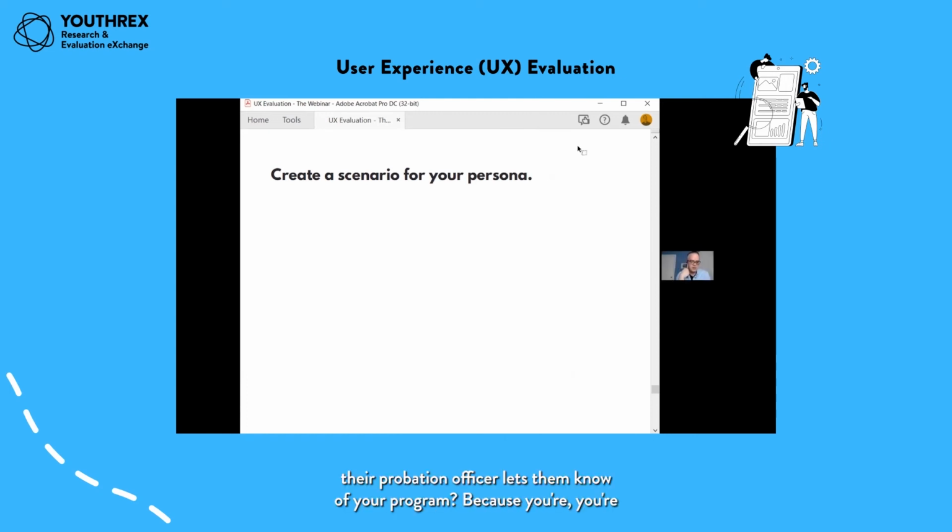Okay, so their probation officer lets them know of your program, and tells them, okay, we know you have these concerns. There's this program. We're going to connect you with these people. Does it happen within the courts, or does it happen afterwards? Within. Okay.